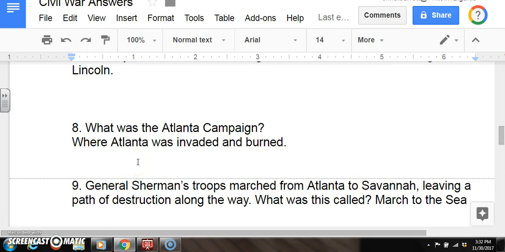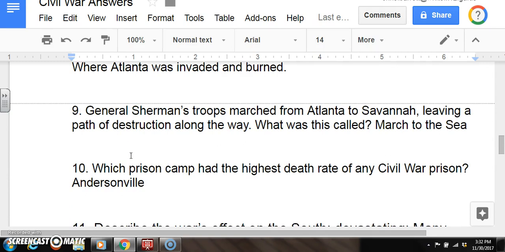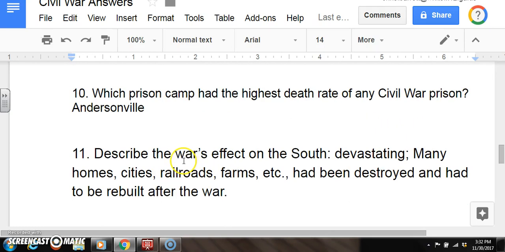8. What was the Atlanta campaign? That was where Atlanta was invaded and burned. 9. Sherman's troops marched from Atlanta to Savannah, leaving a path of destruction along the way. That was called the March to the Sea. 10. Which prison camp had the highest death rate of any Civil War prison? That is Andersonville. And 11. Describe the war's effects on the South. They were devastating. Many homes, cities, railroads, farms, etc. had been destroyed and had to be rebuilt after the war.